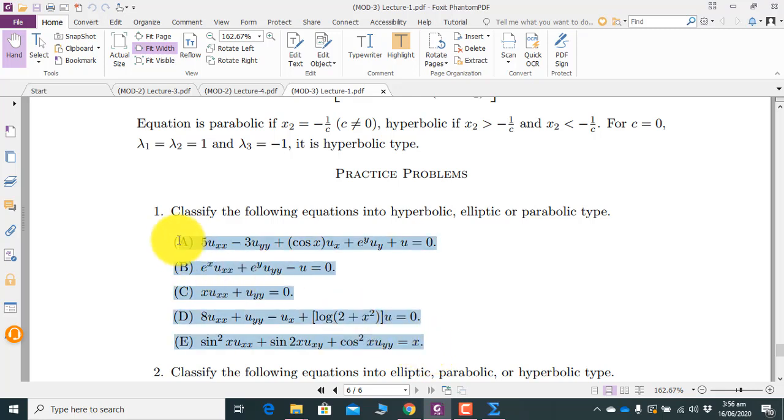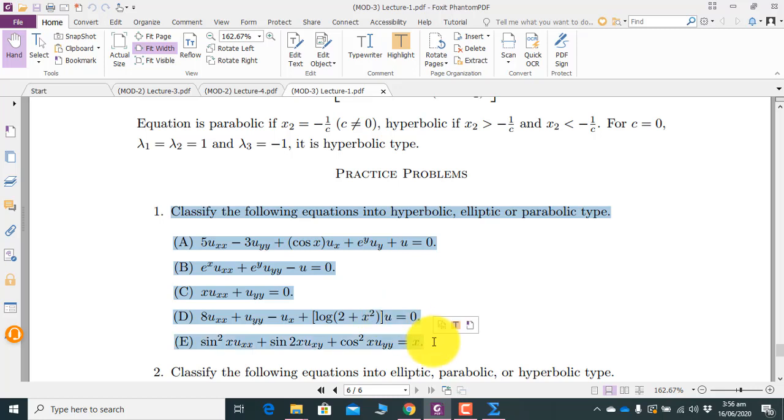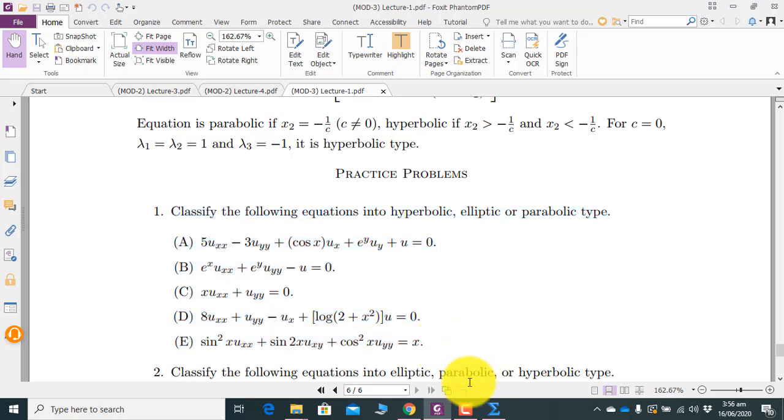In the next lecture we will start studying the problems related to linear second order partial differential equations, and we will try to develop some methodology in order to solve them. Thank you very much for listening.